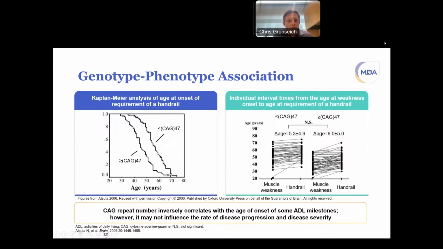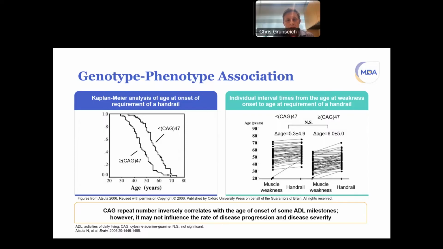We know that there is a relationship between the size of the CAG repeat expansion and the average age at which a patient manifests with weakness. This graph on the left side shows a Kaplan-Meier analysis of many patients with SBMA, lumping those patients into those who have a CAG repeat equal or greater than 47, and those patients on the right side who have a CAG repeat length of less than 47. And what you can see is that the patients who have a larger CAG repeat, on average, tend to have an earlier age at which they manifest with weakness.